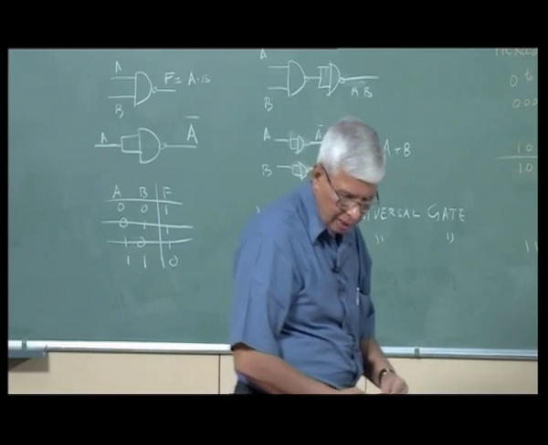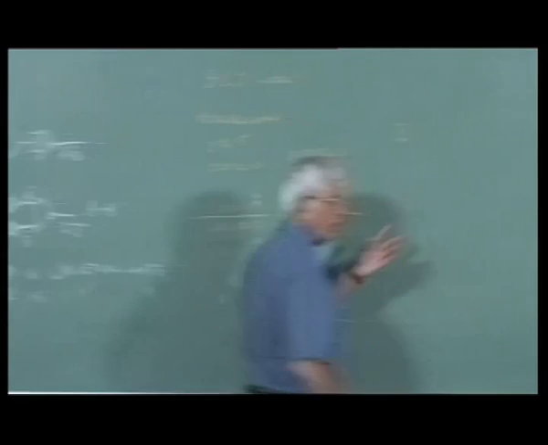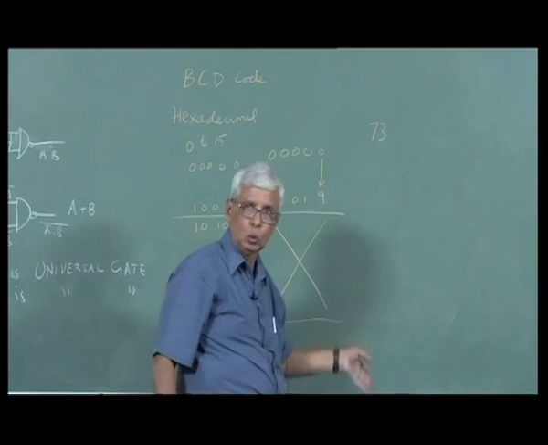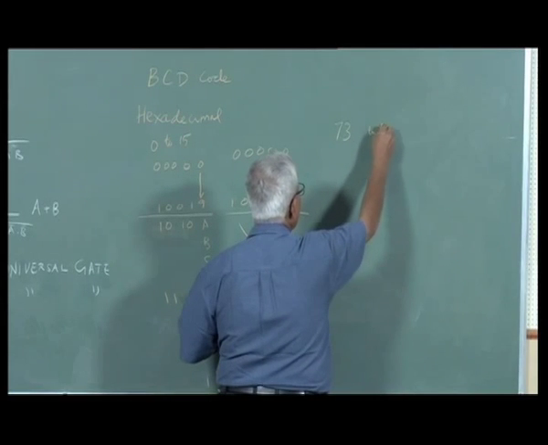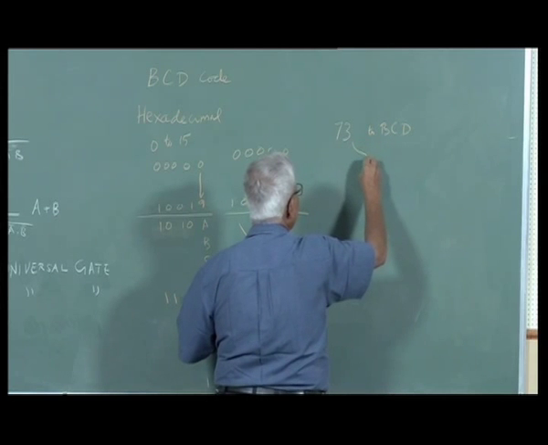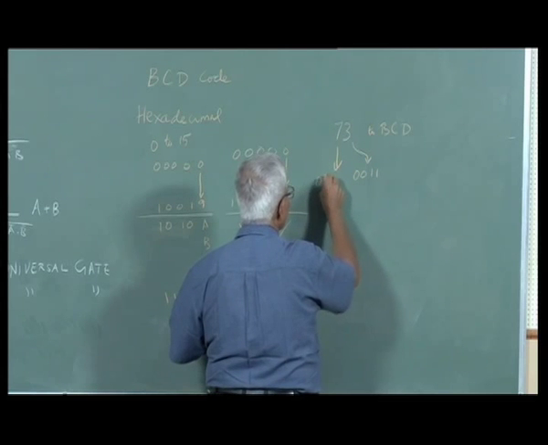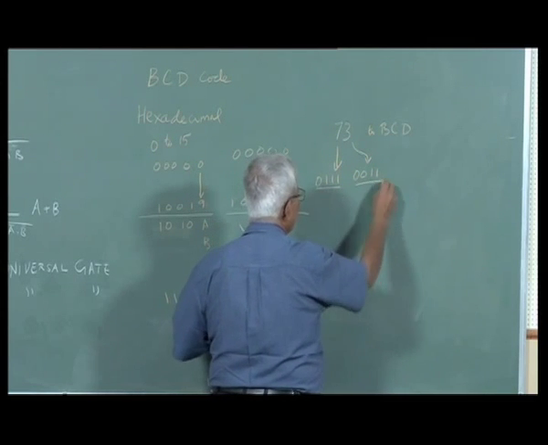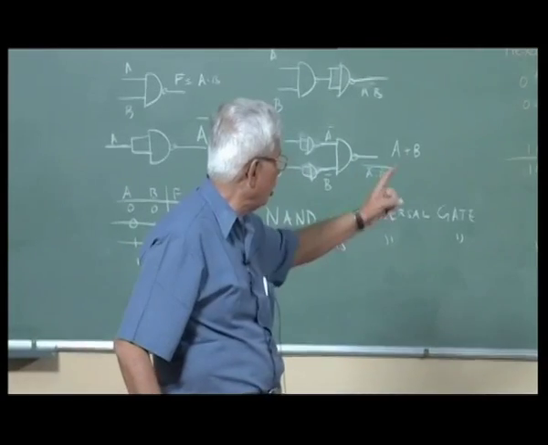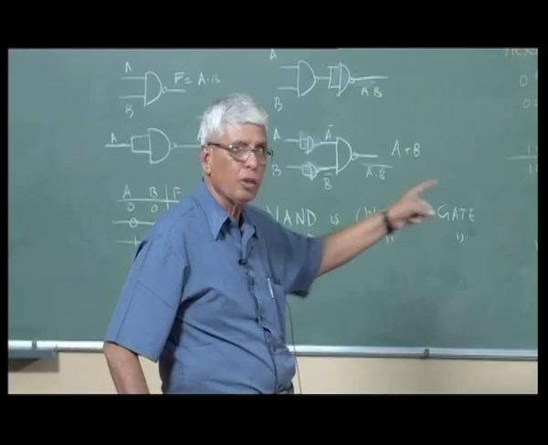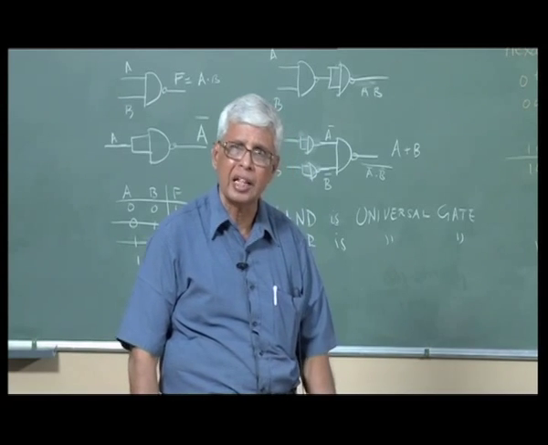Suppose I give you a number 73. If I want to convert it into binary, I will keep dividing by 2. Now I don't do that. For BCD, I will take each digit and represent it in binary. This is 7, this is 3. The BCD representation of 73 is 0111 for 7, 0011 for 3. That you should know. I forgot to mention this the last time.